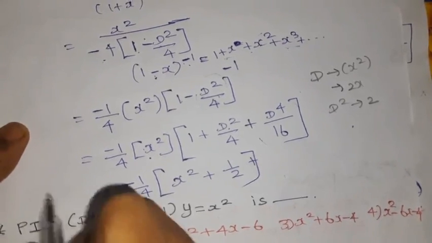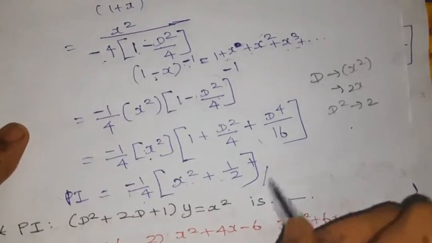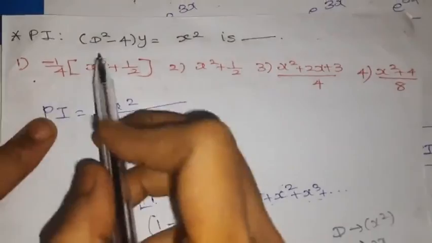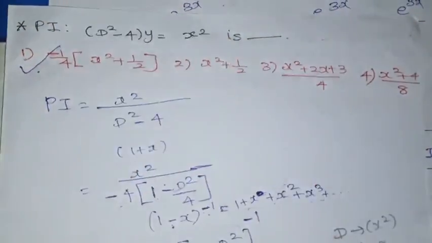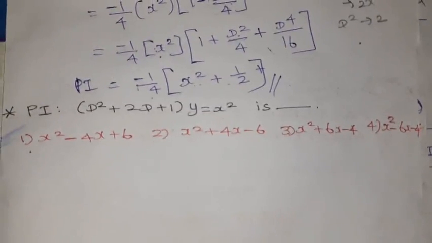So this is the final answer. The particular integral equals minus 1 by 4 into x square plus half. See, minus 1 by 4 x square plus half, option 1 is the right option. Then we will move on to the next problem.